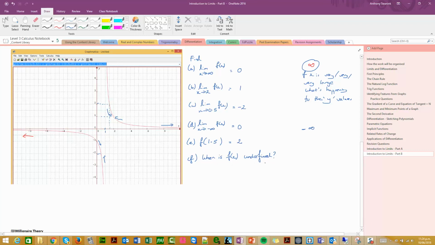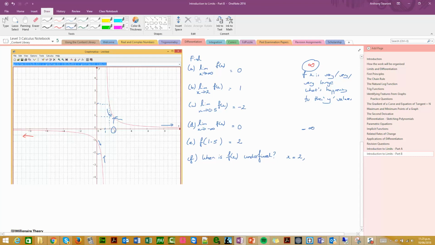Okay, when is the function undefined? Well, it's undefined when we don't have values that we can say x is exactly equal to this, or the y value, sorry, is exactly equal to something. Okay, well, we can see that when x equals 2, we've got a hollow dot there, so the function is undefined when x equals 2.